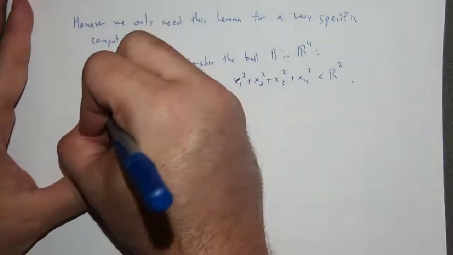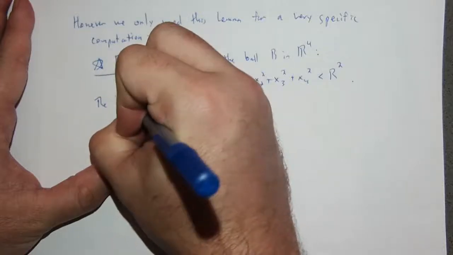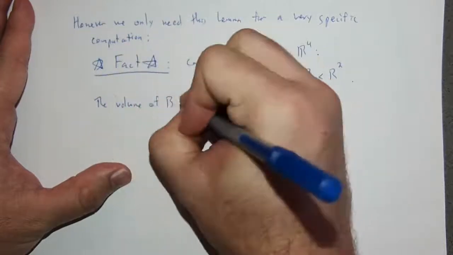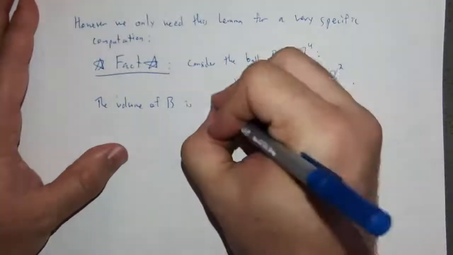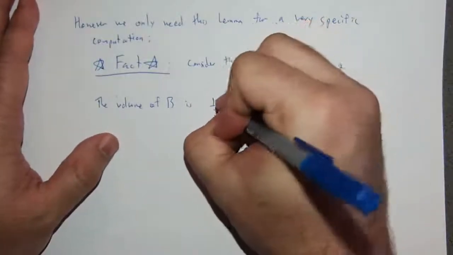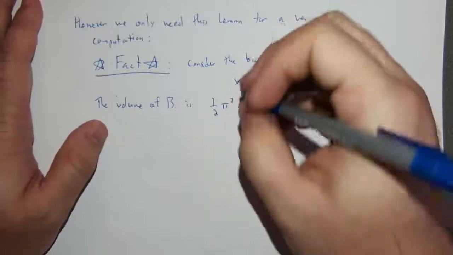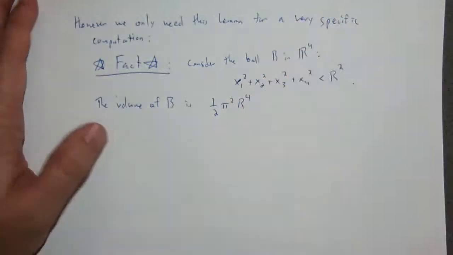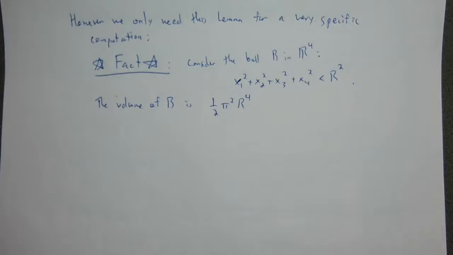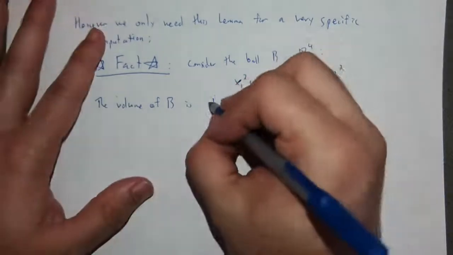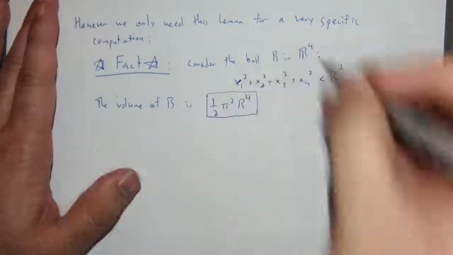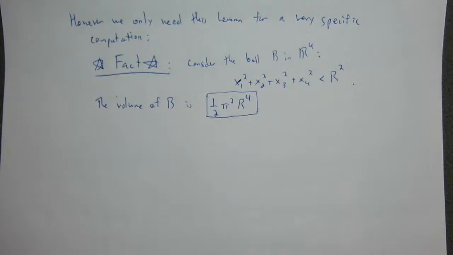So the volume of B is 1/2 pi squared big R to the 4th. Right. Okay. You can compute this with iterated integrals, but if you haven't seen the generic formula for the volume of a ball of radius R in n-dimensional space, then you can just take my word for it. Okay.